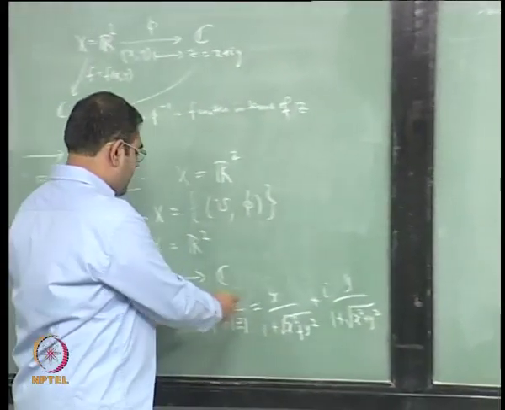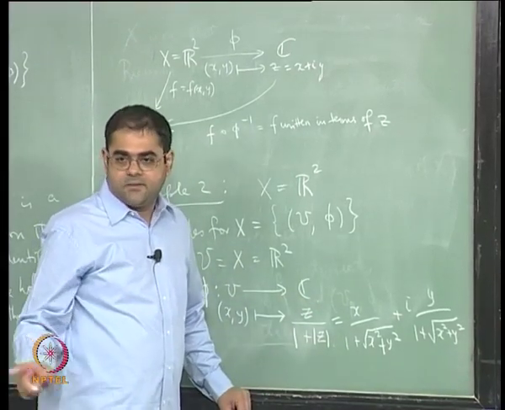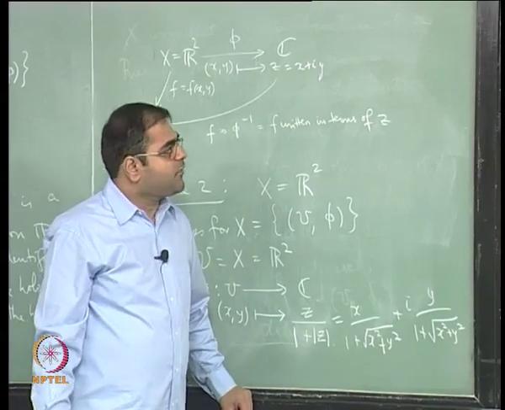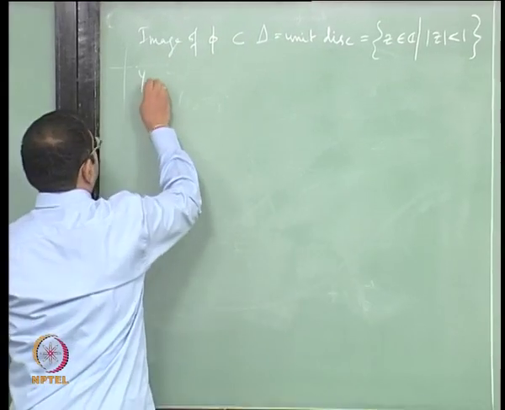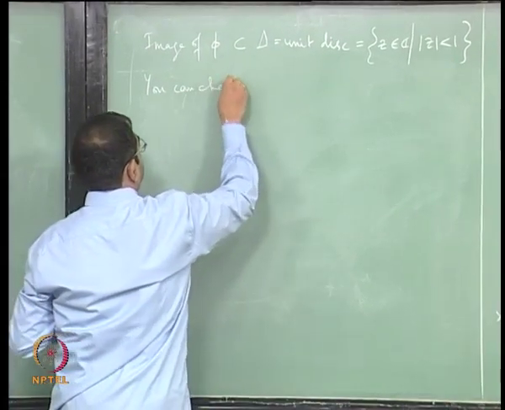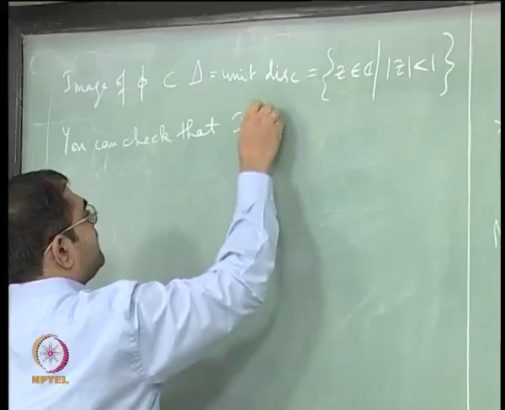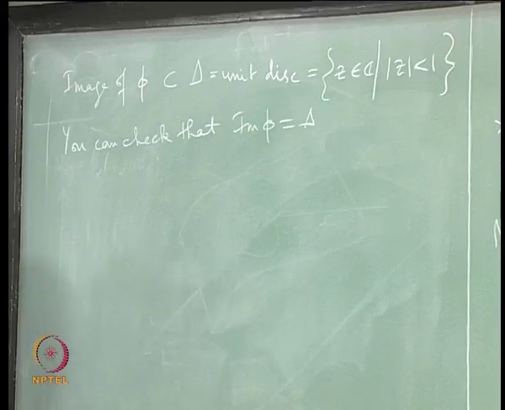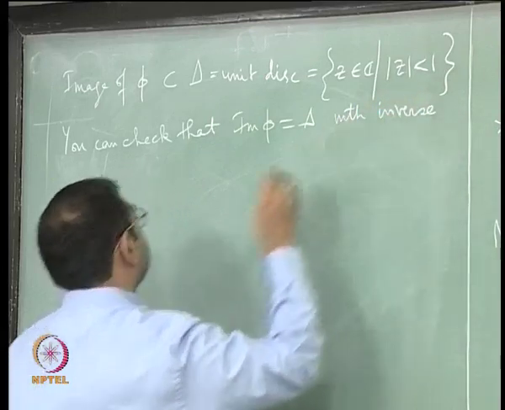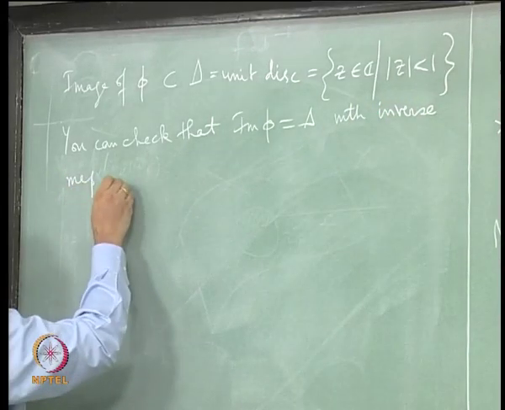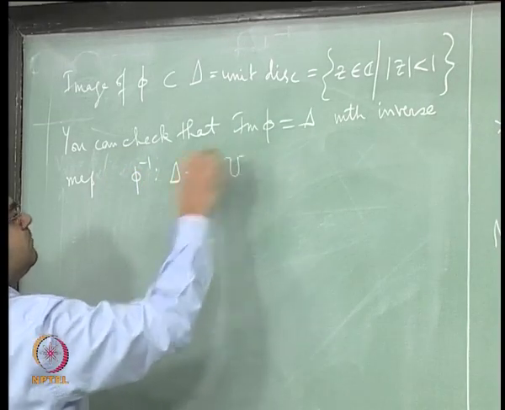That's because if I take the modulus of this complex number z by 1 plus mod z, that's always going to be less than 1. Okay. So the image of this goes into the unit disk, and in fact, you can check that the image of phi is actually the unit disk, with inverse map. Phi inverse, this is from the disk back to U.